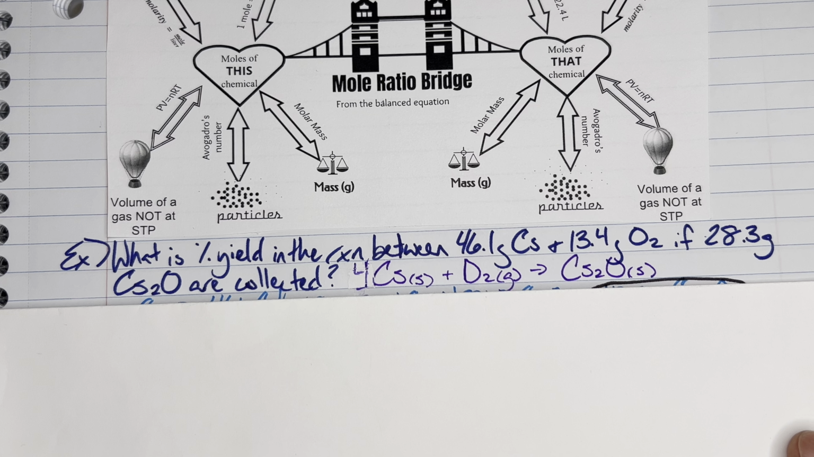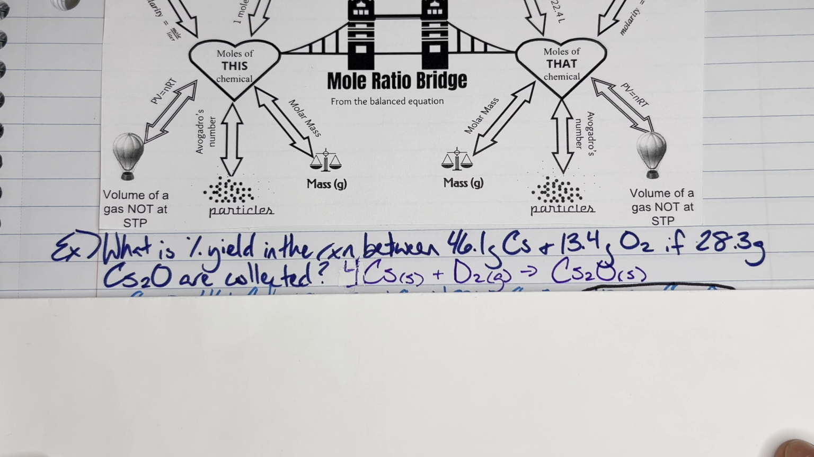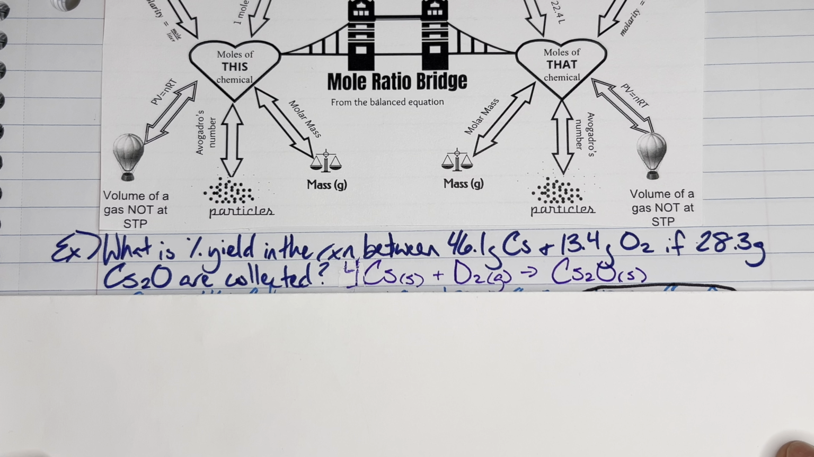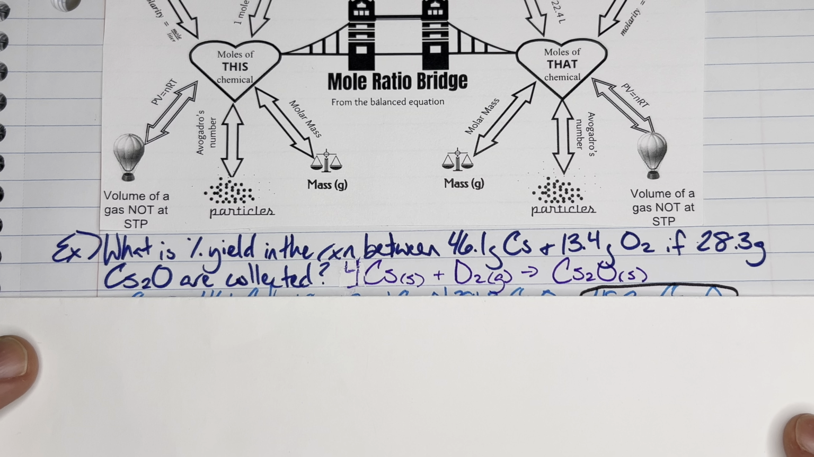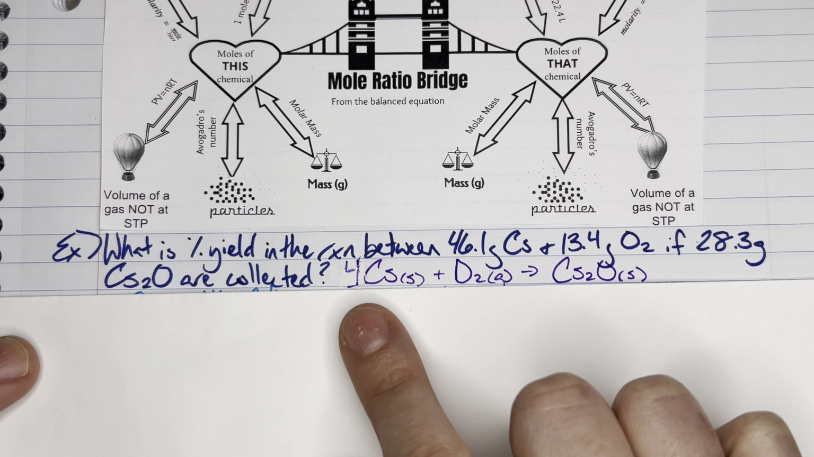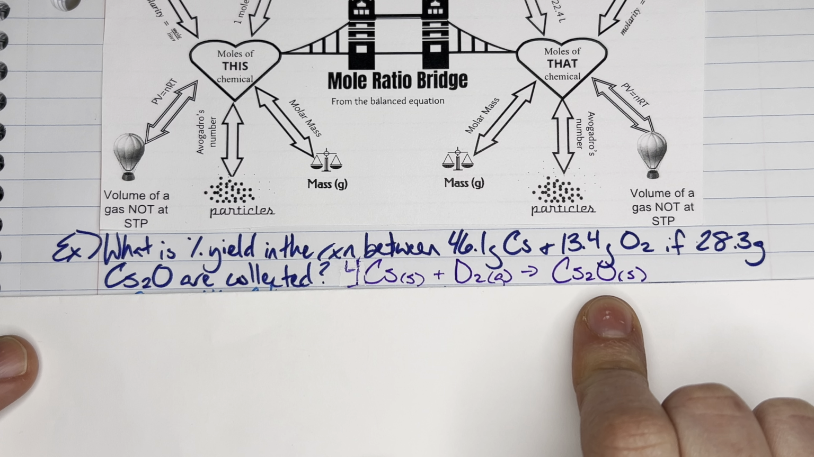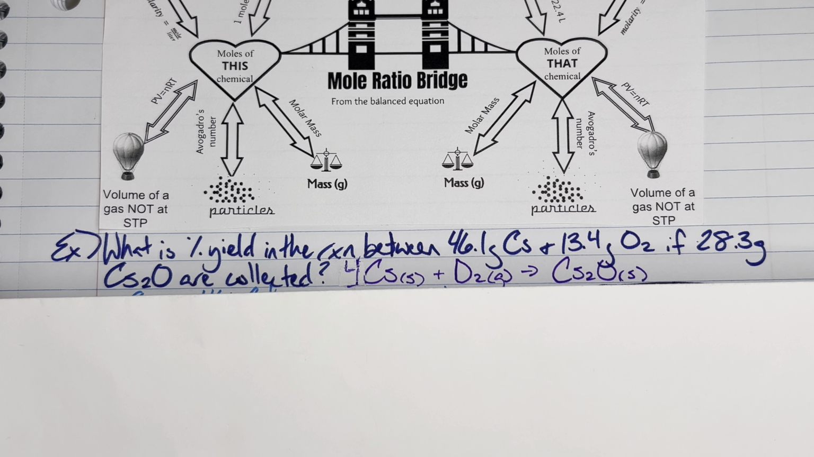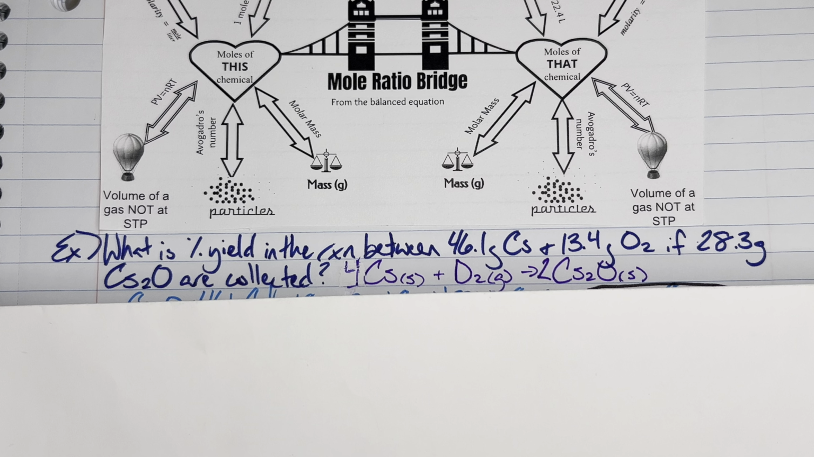If you were given the problem, what is the percent yield in the reaction between 46.1 grams of cesium and 13.4 grams of oxygen if I was able to make 28.3 grams of cesium oxide? And that was what was collected. And then I have the balanced chemical equation here where we have 4 cesiums, 1 oxygen, forming a grand total of 2. My apologies there, I forgot to write the 2.